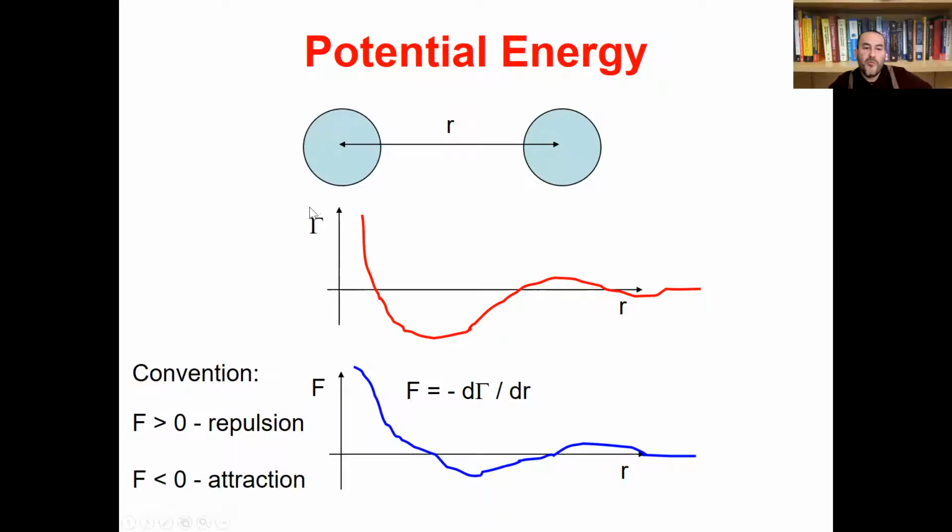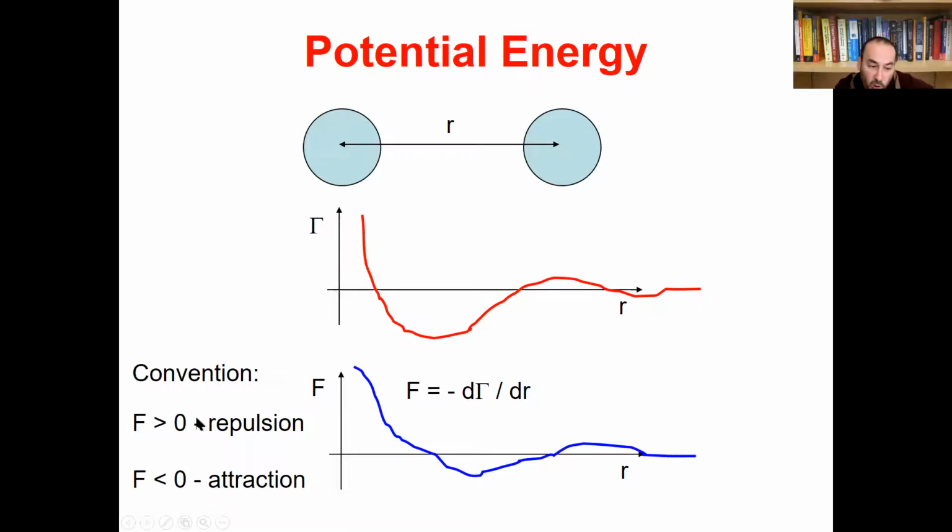So this symbol stands for potential. There you have two particles separated by a distance of r. This is the potential, and this is the force. I think most of the people here are physicists. So the force is nothing but the minus derivative of the potential with respect to distance.